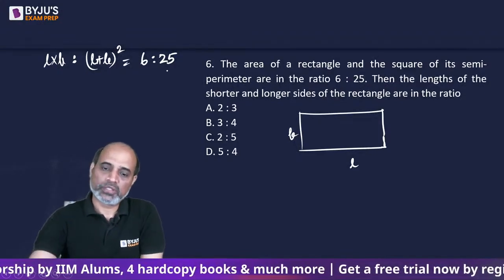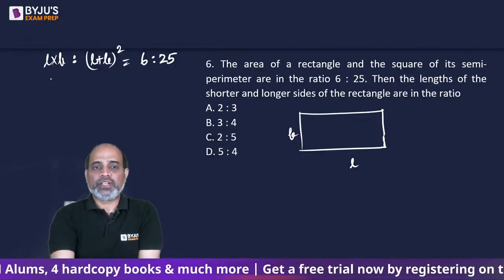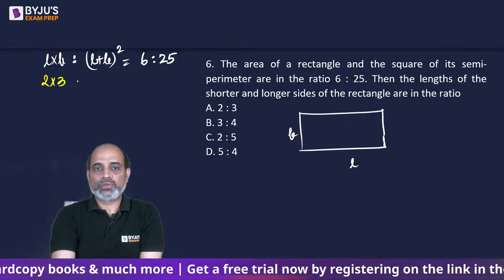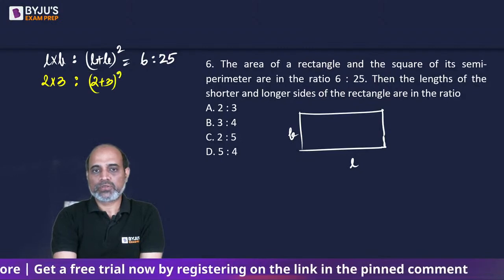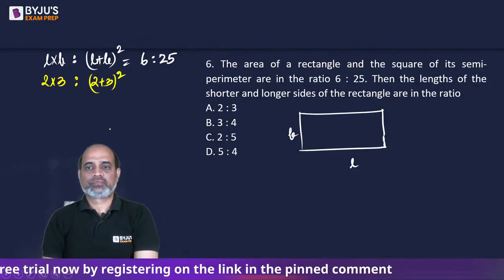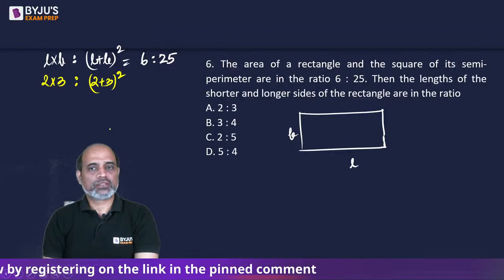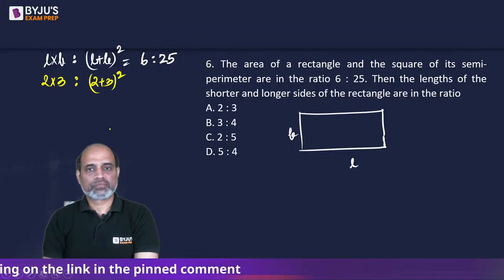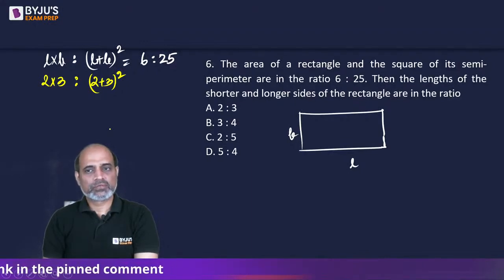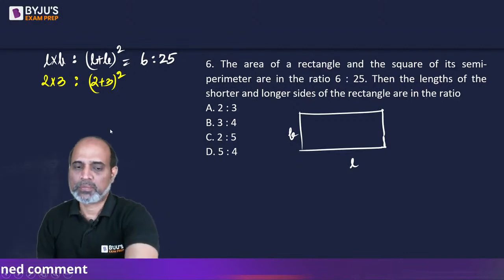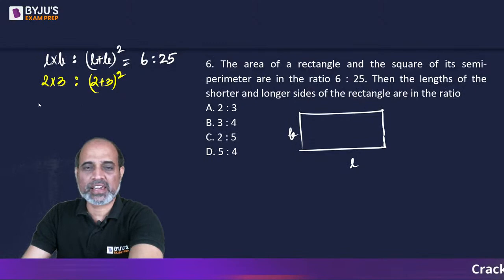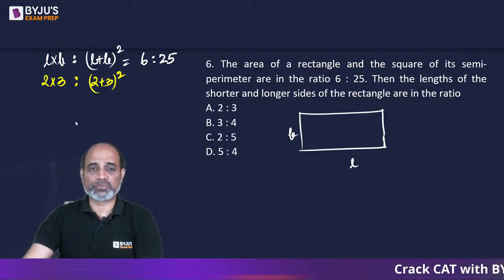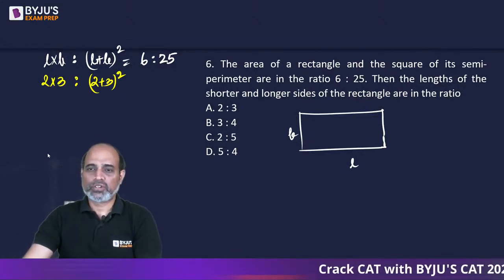Use the options immediately. Take 2 and 3. If I take 2 and 3, this is 2 into 3 to 2 plus 3 whole square. Will this work? Or do we really need to put in the ratio logic, as in take x as a variable, put everything in terms of it, and then solve? Or is it good enough?